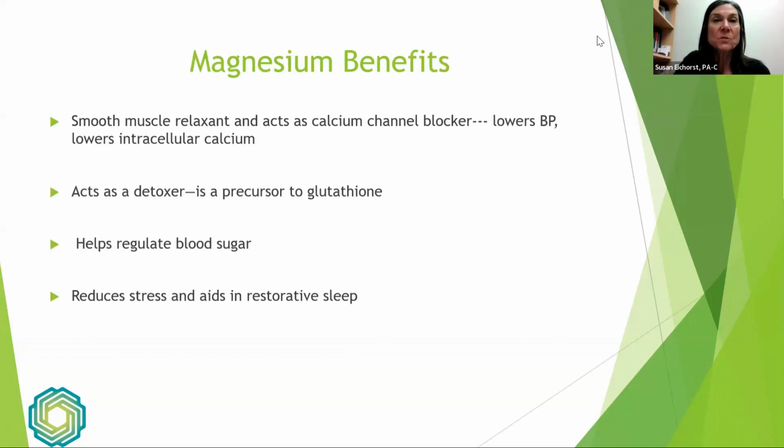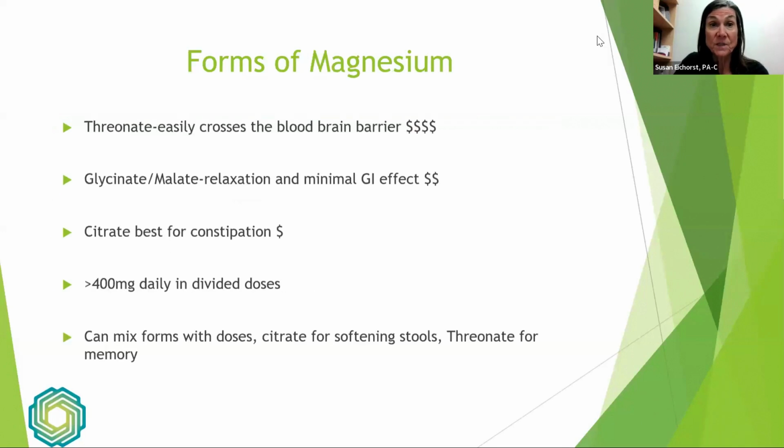It's a smooth muscle relaxant, acts as a calcium channel blocker, so it lowers blood pressure and also lowers intracellular calcium, which can be so harmful. Acts as a detoxer, and it's a precursor to glutathione. Helps to regulate blood sugar and reduces stress and aids in restorative sleep.